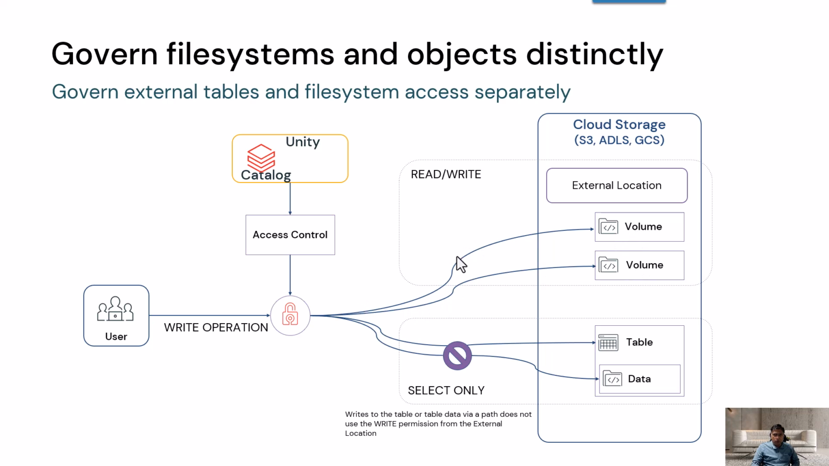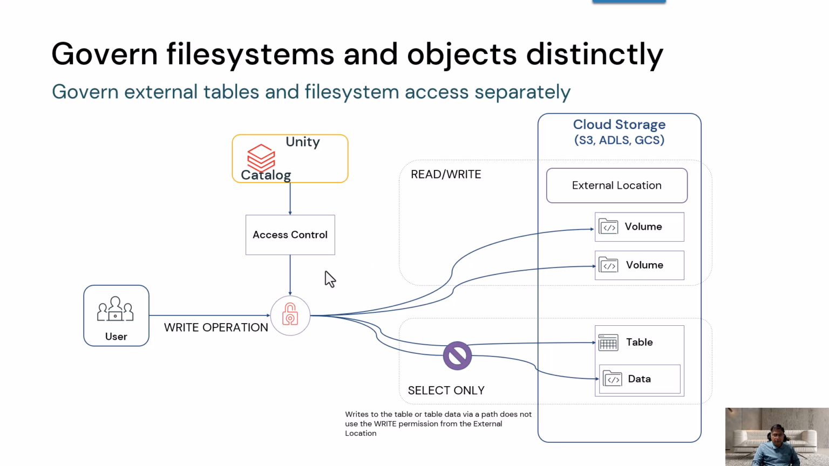So it can grant the read or write permission to that external location volumes, right? But suppose the same user wants to write to the table or the data which is kept in the cloud storage, in that case it can give you a read or a select only operation, right? So in this case, writes to the table or table data via a path does not use the write permission from the external location. So that way you can only select the data, but in case of volumes you can read or write the data.